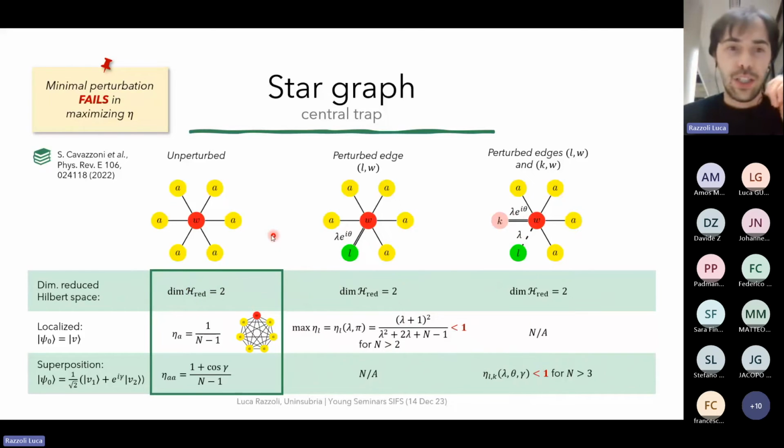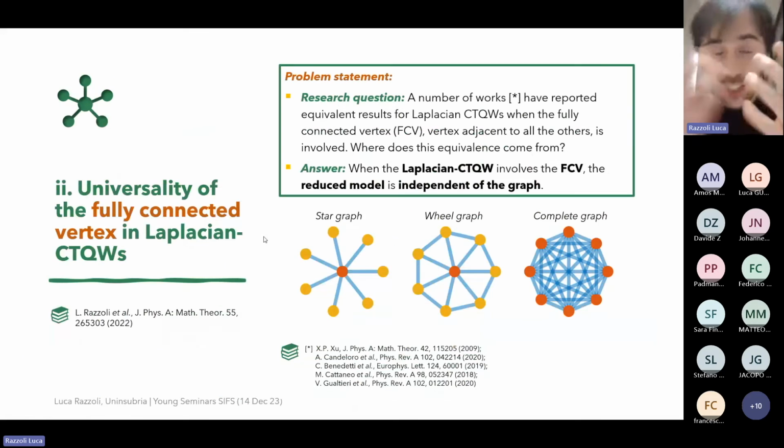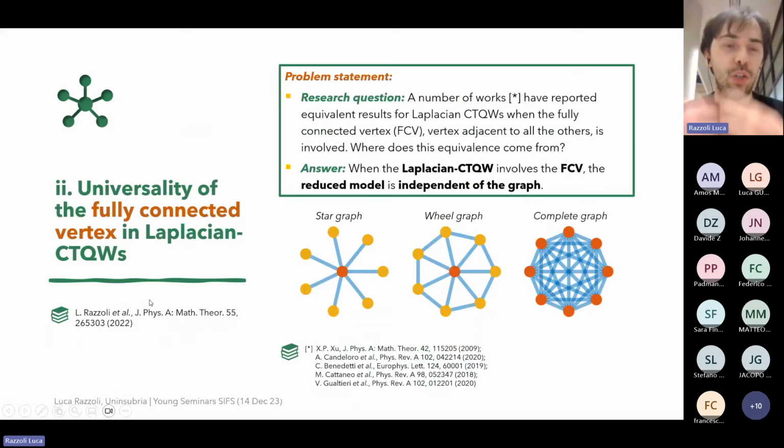What is interesting here is that when the trap vertex is the central one, which is the fully connected one, so it is adjacent to all the other vertices, then we obtain the same results that we have in the complete graph, where there is all-to-all connectivity. And this is just one example of a more general result that we have proved in this work, which is the universality of the fully connected vertex in Laplacian continuous time quantum walks. Universality because this result is independent of the graph considered.